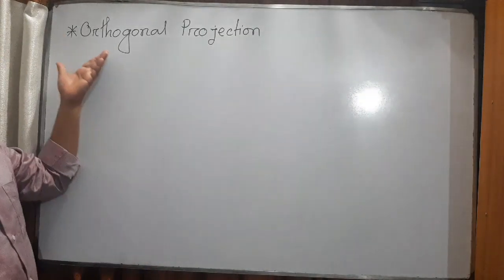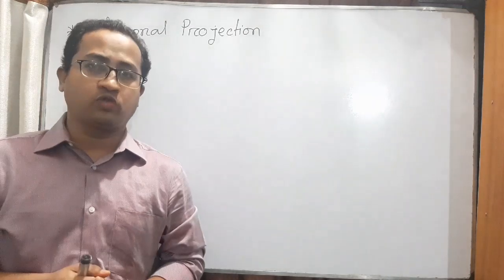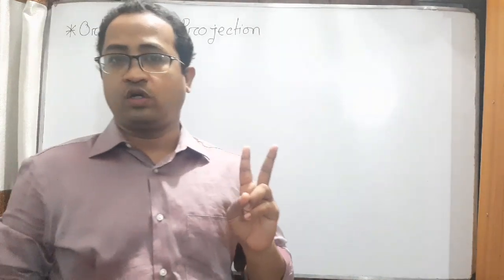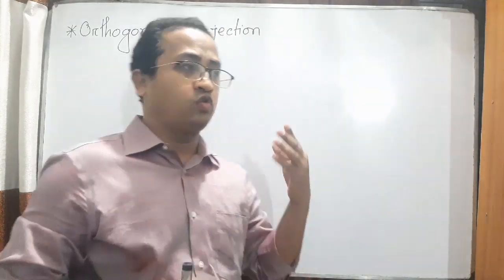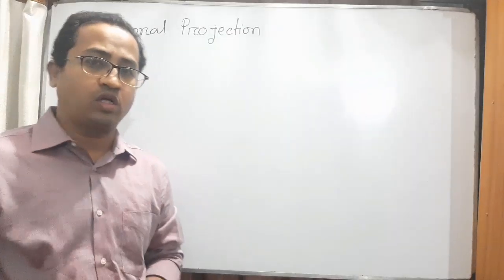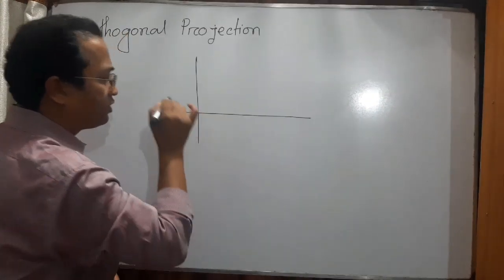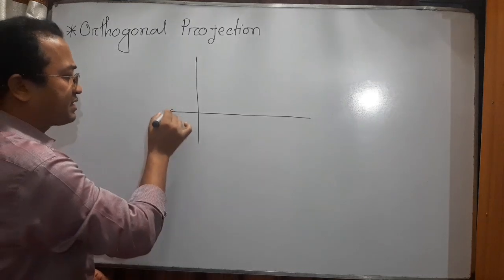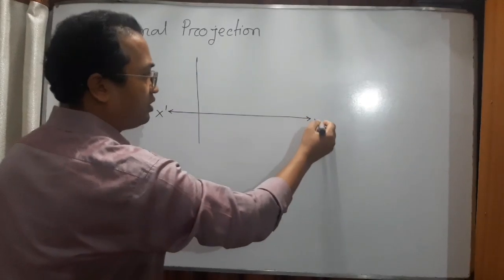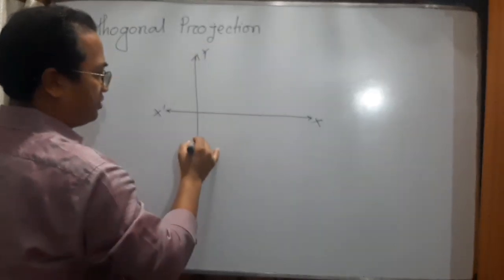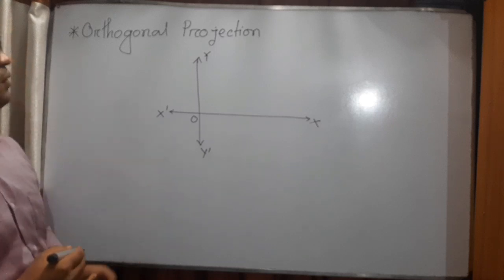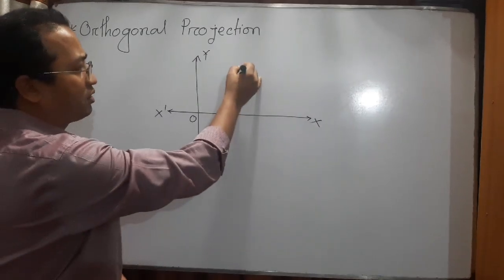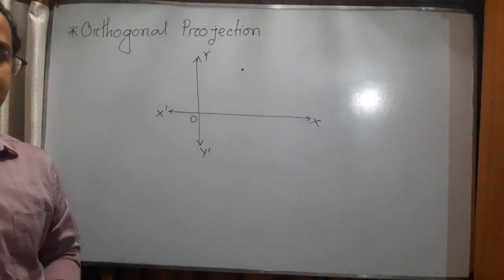At first we should know about orthogonal projection. What is orthogonal projection? There are two kinds: orthogonal projection of a point and orthogonal projection of a line. So look at the board. At first I will discuss the orthogonal projection of a point. Look, this is a plane surface. This is the x-axis and this is the y-axis. This is the origin.